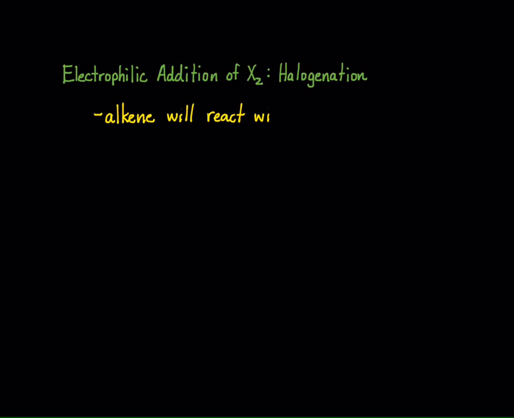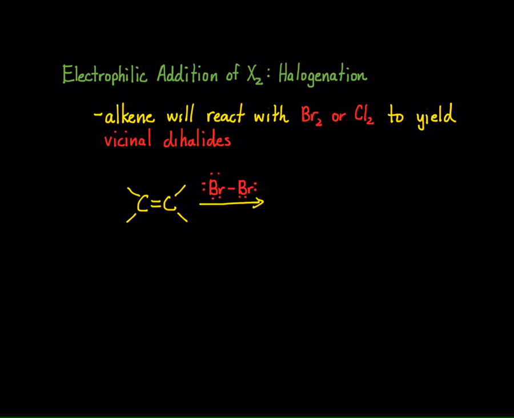We're going to start off this chapter thinking about the electrophilic addition of X2, or a halogen, which we call halogenation. We're going to see that an alkene will react with bromine, or it'll react with chlorine, to yield what's called a vicinal dihalide. So a generic reaction is we take an alkene, react it with a halogen, could be bromine, could be chlorine, and you get the addition of bromine across the double bond.